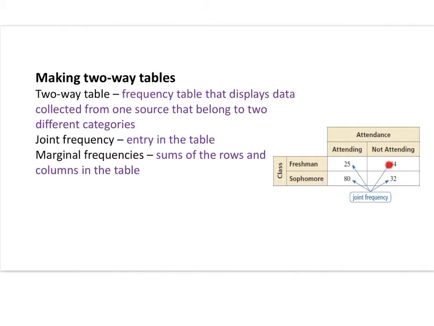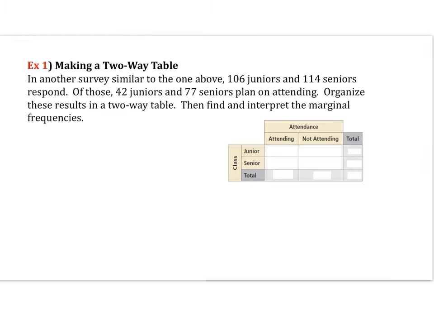So each of these values, the 25 is a joint frequency, 44 is a joint frequency, 80 is a joint frequency, 32. So each value within each cell, so attending freshman would be 25. Each of these are joint frequencies. And then our marginal frequencies is when we add up the rows, so each row's total, and then each column's total. So let's just practice these new vocabulary words using example 1, making a two-way table.